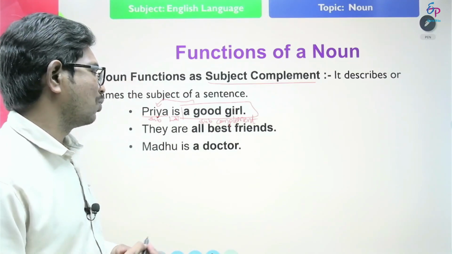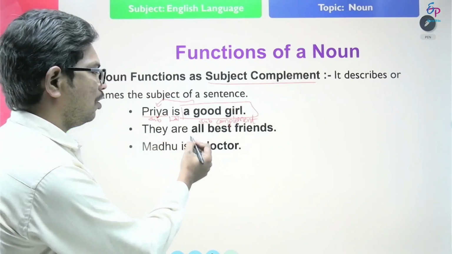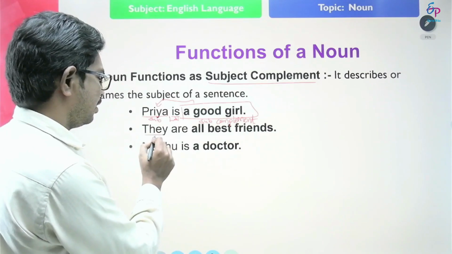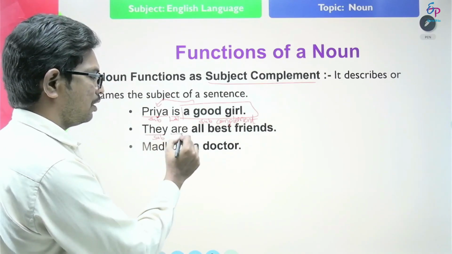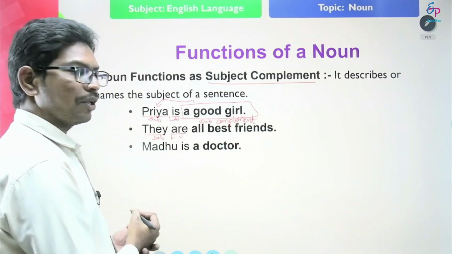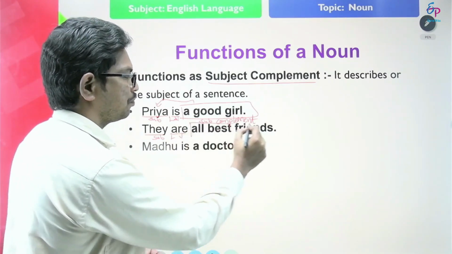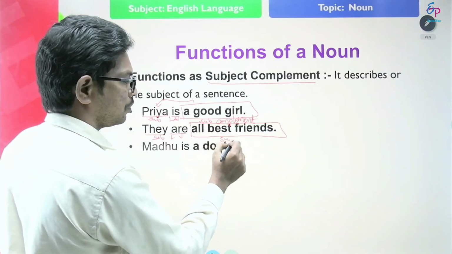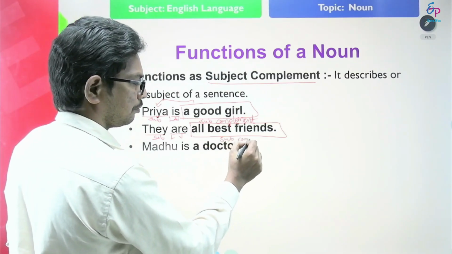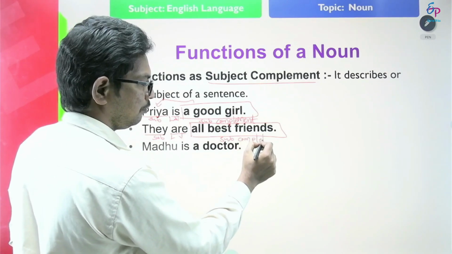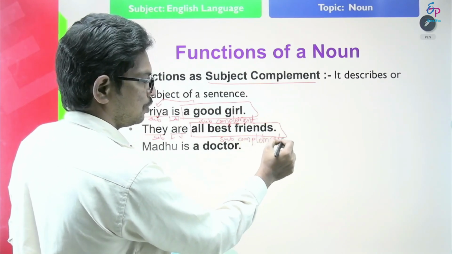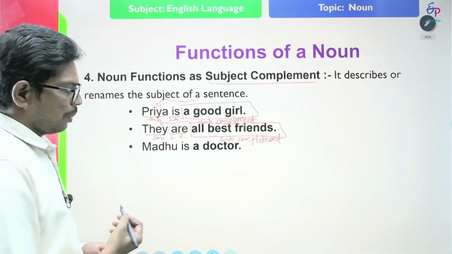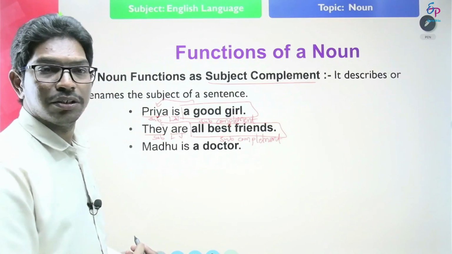Okay, let's look at another example. They are all best friends. Here, what is "they"? This is the subject. What is "are"? This is a linking verb. What is "all best friends" called? This is the subject complement. So it is describing whom? The subject "they".